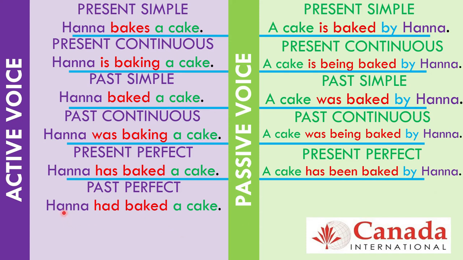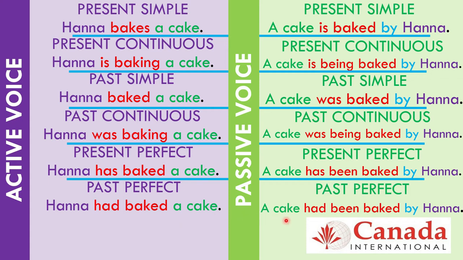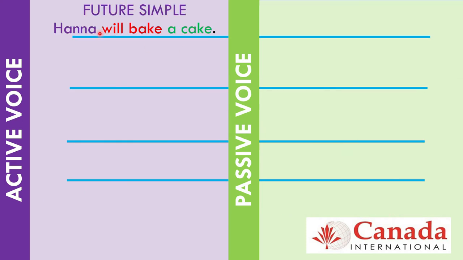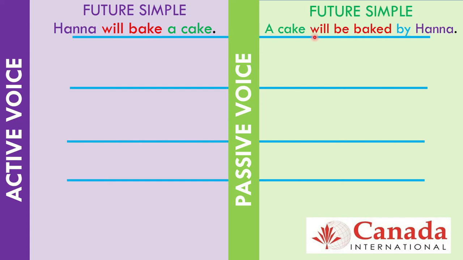Past perfect. Hannah had baked a cake in active voice. In passive voice would be a cake had been baked by Hannah. Had been would be the past perfect of the verb to be, plus baked would be the past participle of the main verb. By whom? By Hannah. Continue. Future simple. Hannah will bake a cake. Active voice. Passive voice. A cake will be baked by Hannah. Will be is the future will of the verb to be. Baked would be the past participle of the main verb, by the person.